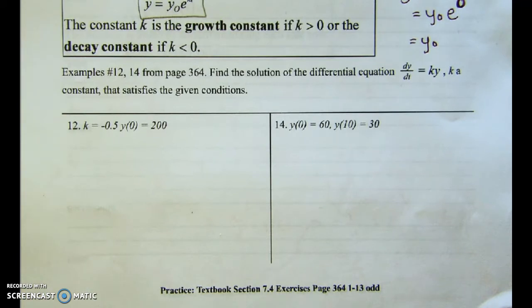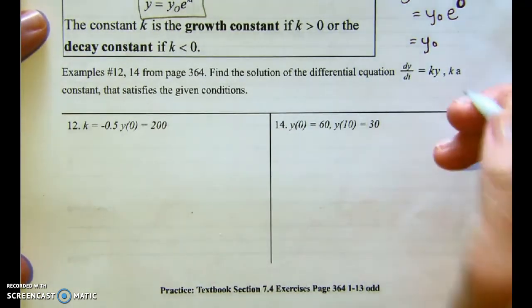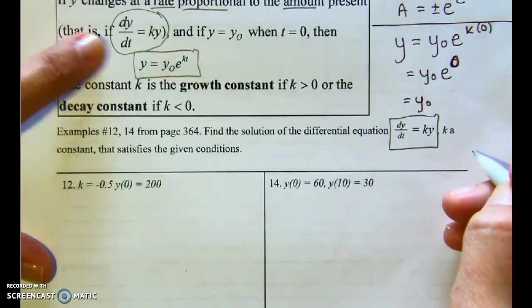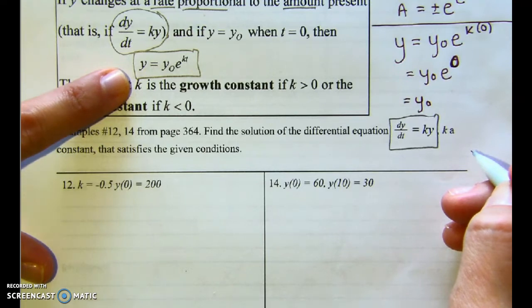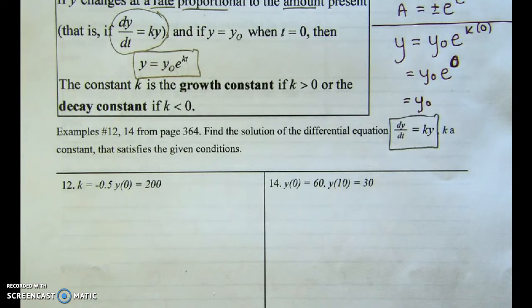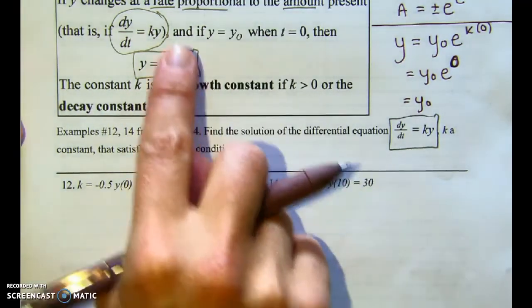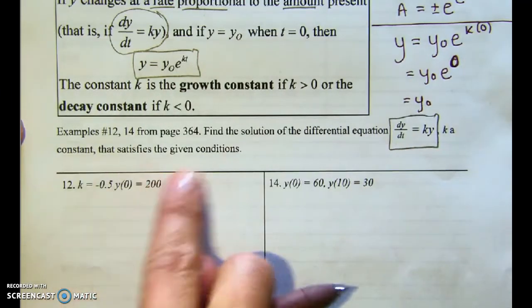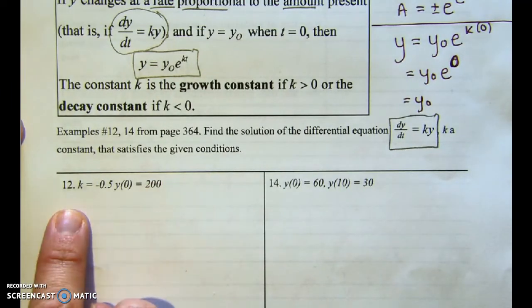Find the solution to the differential equation. Do you see how this is given? So this matches this, which means we know this. That's it. Because it matches proportionally, or the rate is proportional to the amount, that matches there. k is a constant that satisfies the given condition. So this is number 12 from the book.